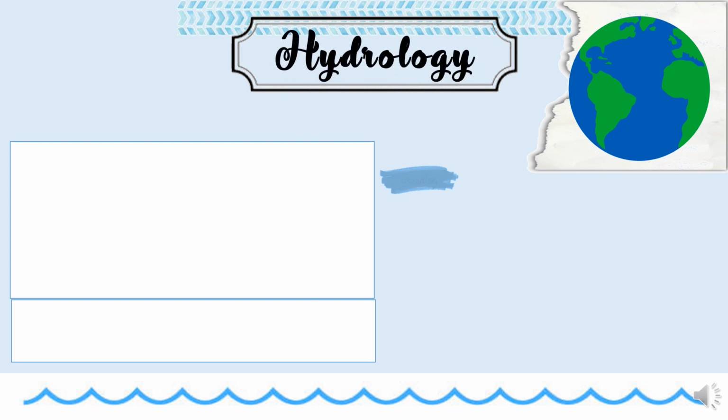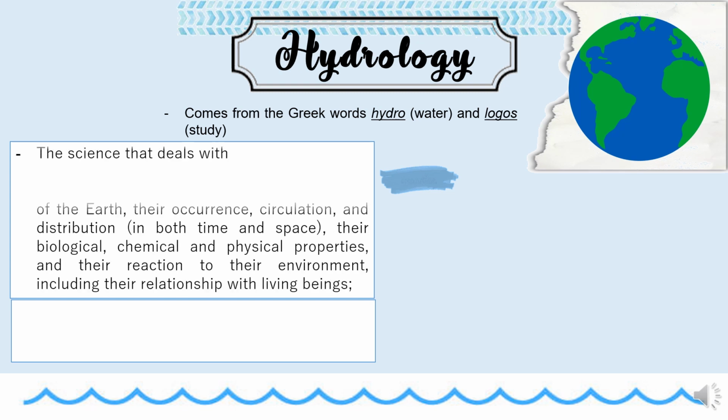Kaunting etymology lang. Hydrology comes from the Greek words hydro, meaning water, and logos, meaning study. So basically, hydrology is the study of water. But by definition, hydrology is the science that deals with the waters above and below the land surfaces of the earth, their occurrence, circulation, and distribution in both time and space, their biological, chemical, and physical properties, and their reaction to their environment, including their relationship with living beings.